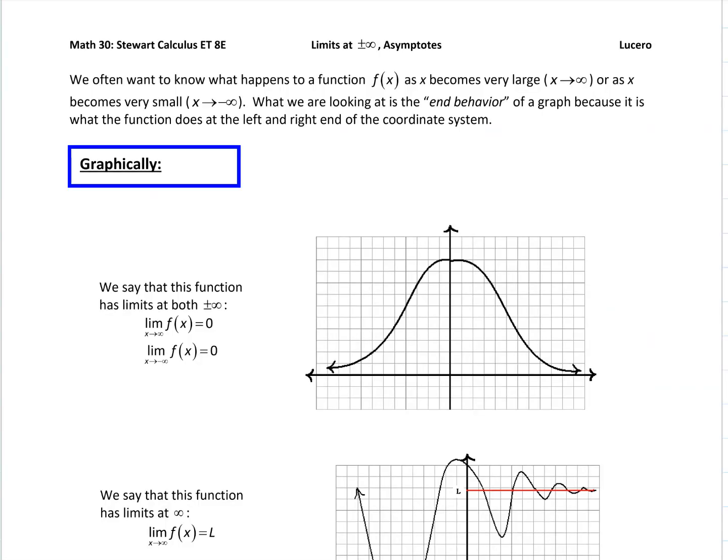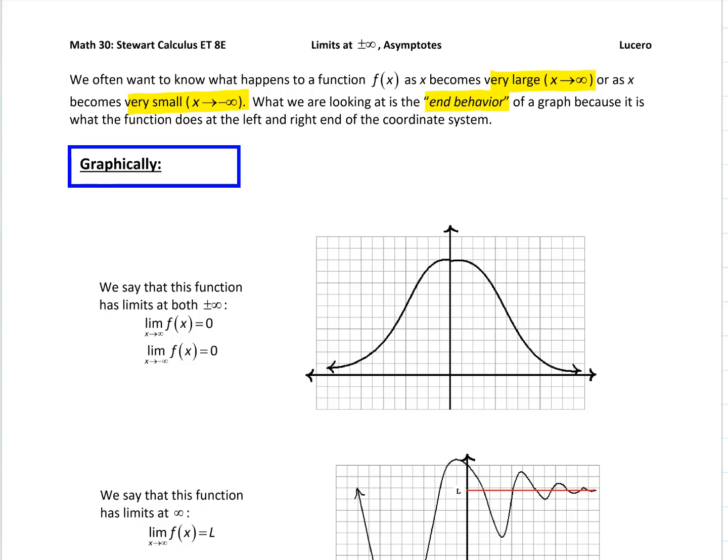So here we're going to look at a couple of graphical examples first, and then we'll have our intuitive definition. So once again, we often want to know what's the end behavior of a graph. What's happening as x is becoming very large, approaching infinity, or as x becomes very small, x approaches -infinity. And that's the end behavior of a graph if we're looking at it graphically.